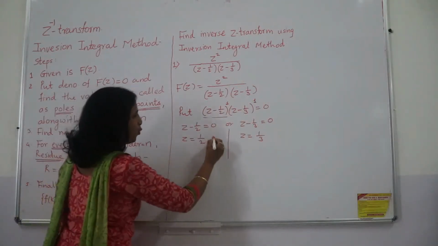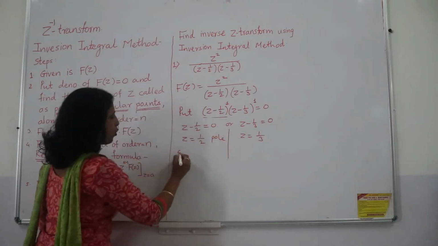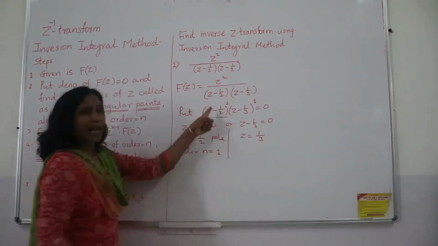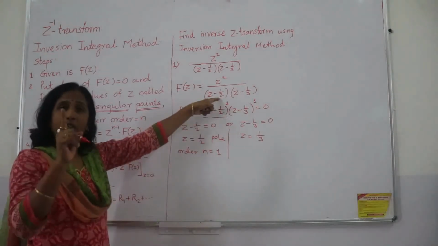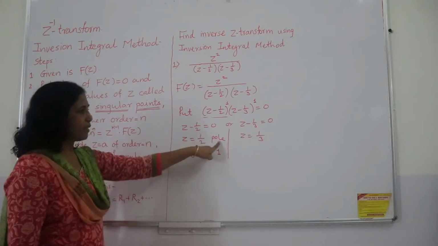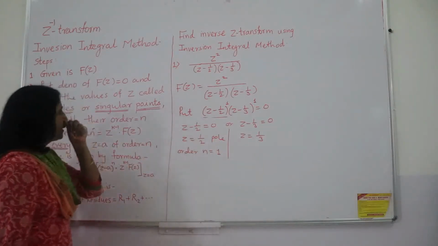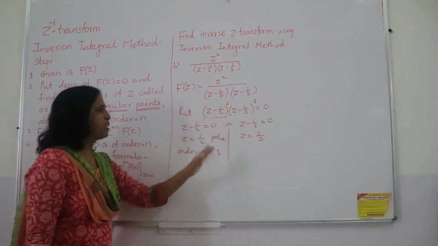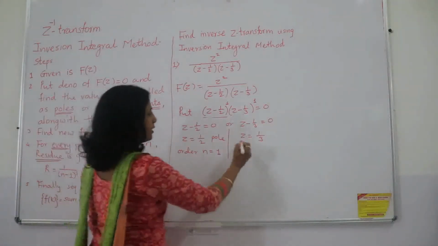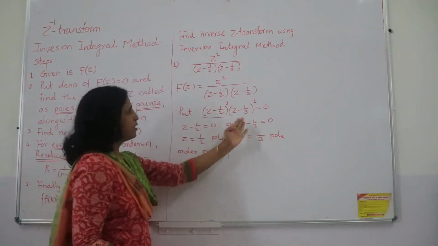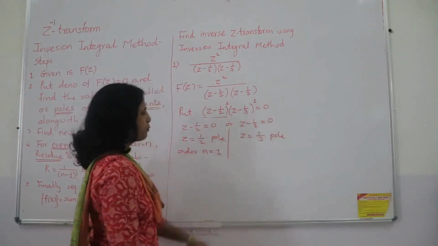So this is a pole. And what is the order of this pole? The order is n equal to 1, as the bracket appears only one time. Whatever z value you find is called either a pole or a singular point, but use the common word pole everywhere. And the order is 1. So this is also another pole, z equal to 1 upon 3, because z equals minus of minus 1 upon 3 becomes plus here.